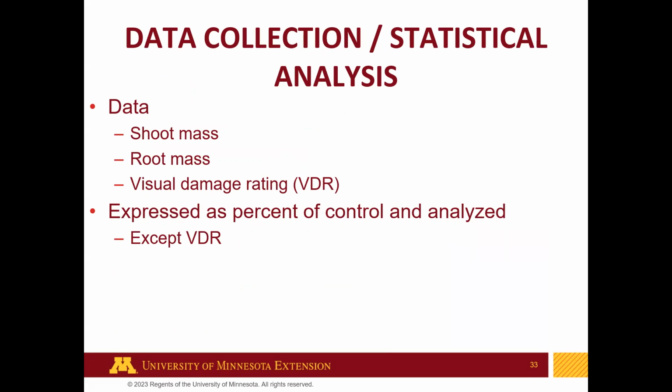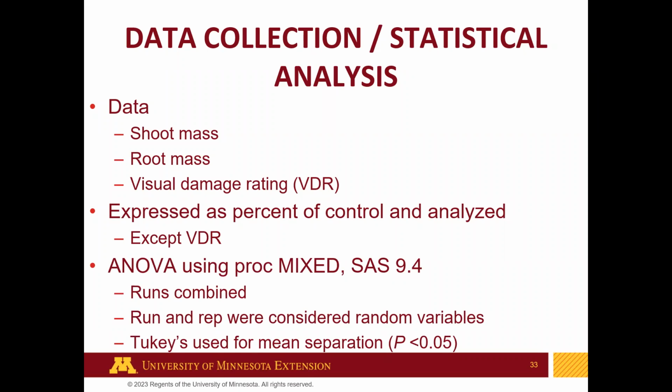The data that I'll talk about today includes shoot mass, root mass, and the visual damage rating. And the visual damage rating was done the same as the previous study. Our data was expressed as a percentage of the control and analyzed, with the exception of the visual damage rating. We used an analysis of variance using the mixed procedure in SAS. We combined our 2 runs. We considered our rep and run as random variables, and we used Tukey's for mean separation.